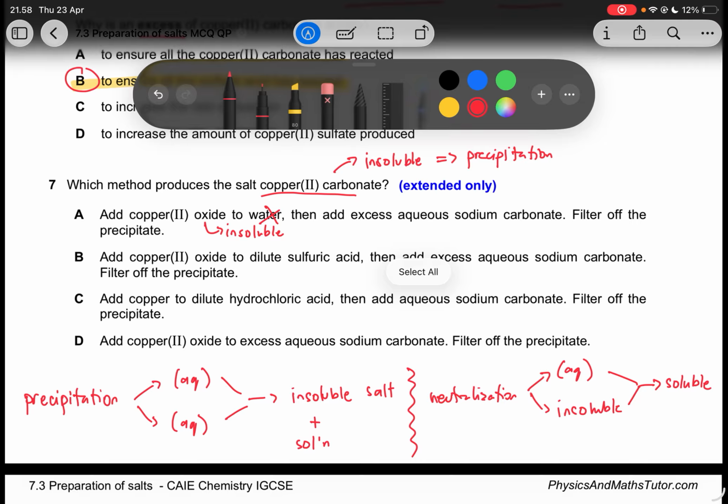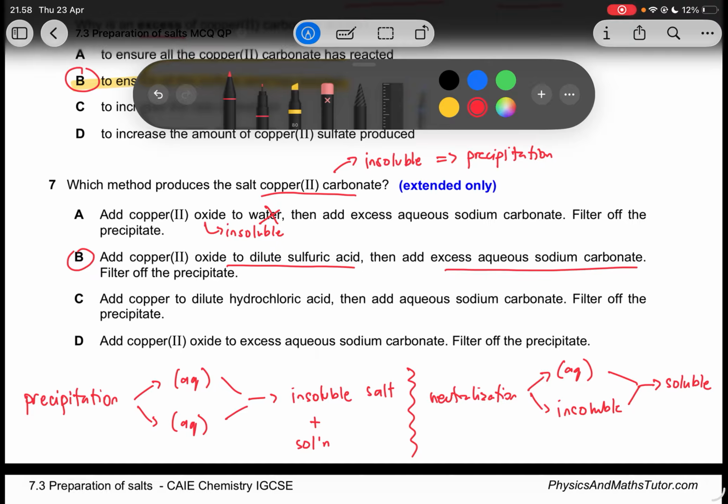So that makes our option B the correct answer because it says here to add the copper 2 oxide to dilute sulfuric acid. So now it will create an aqueous solution. Then you will add that aqueous solution to our aqueous sodium carbonate. So when you have copper sulfate and sodium carbonate, then you will be able to create a copper carbonate. So you will filter off the precipitate.